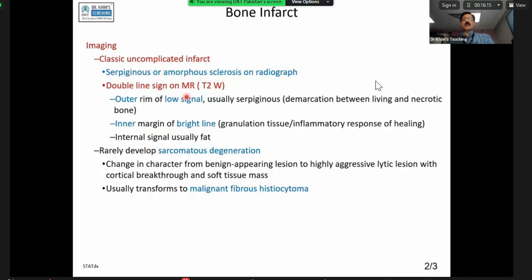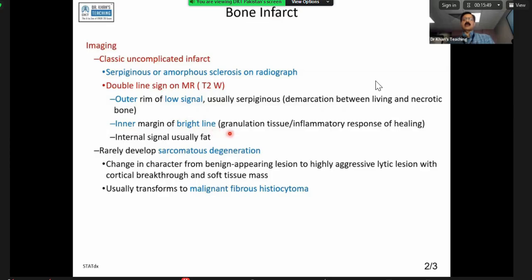Double line sign. What is a double line sign? This is an exam sign. They will ask you in the exam. First of all, remember that this is seen on a T2 weighted sequence. There is an outer rim of low signal, usually serpiginous, which is the demarcation between living and necrotic bone. And then there is an inner margin of bright line.